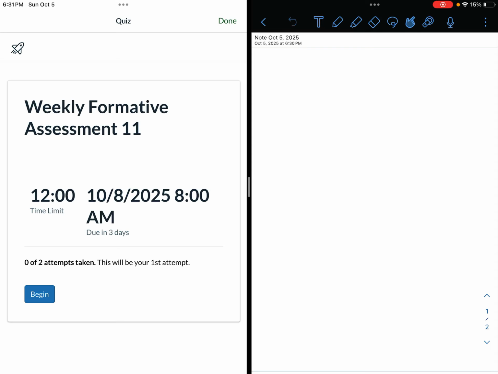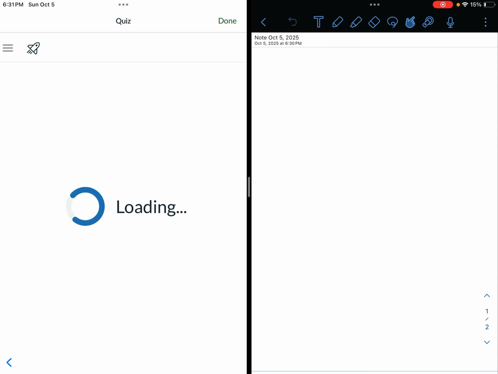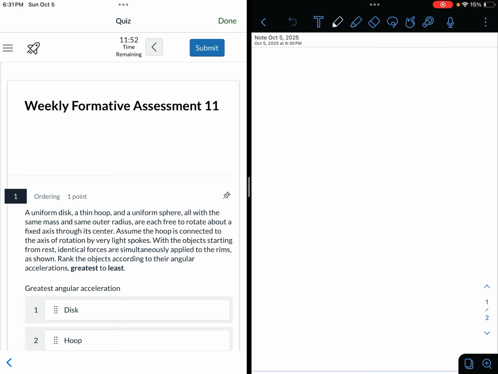Okay, let's do WFA number 11. Let's see what the problems are. Okay, so a uniform disc, thin hoop, and uniform sphere, all with the same mass and same outer radius, each free to rotate about a fixed axis. And then the hoop is connected to the axis by very light spokes.